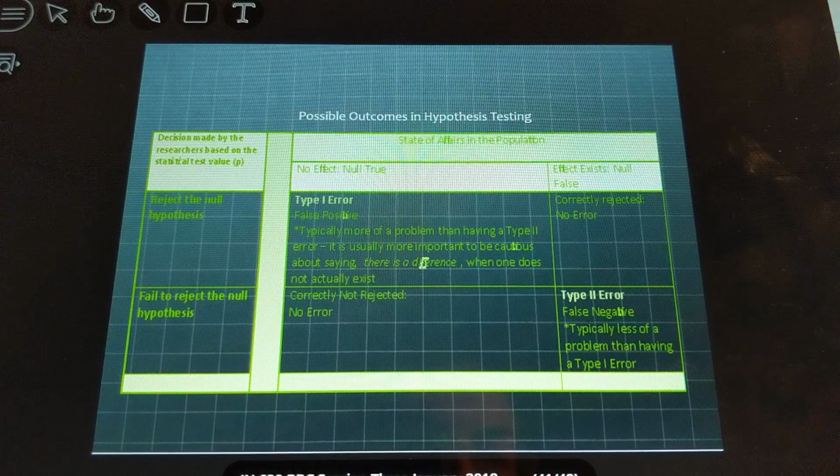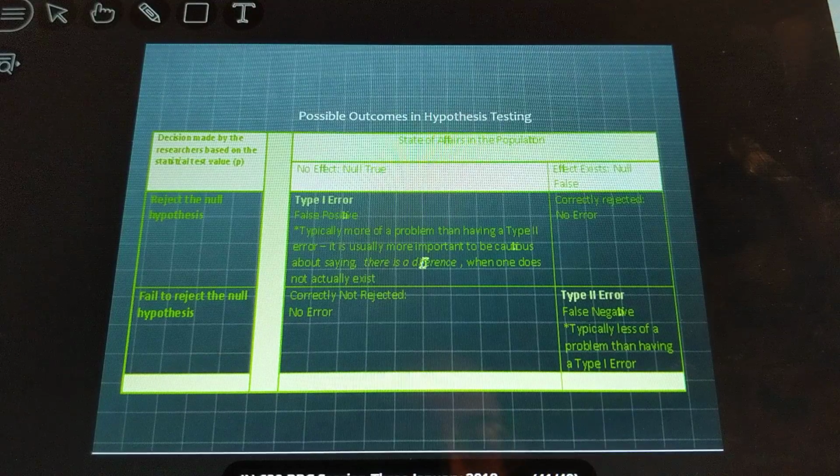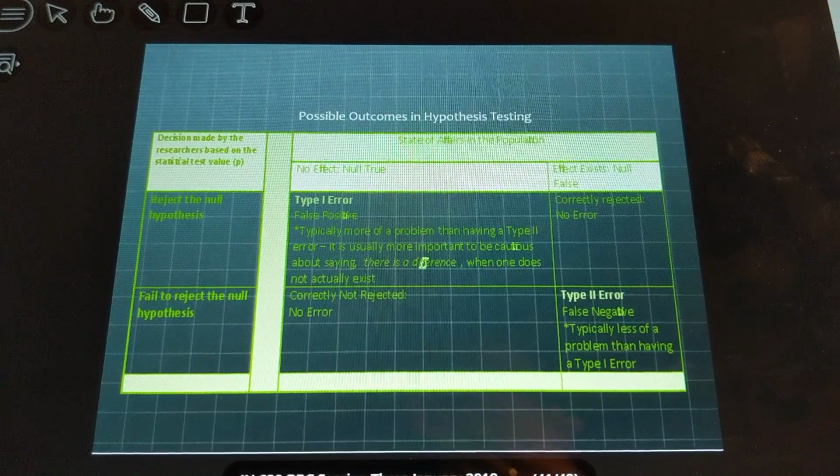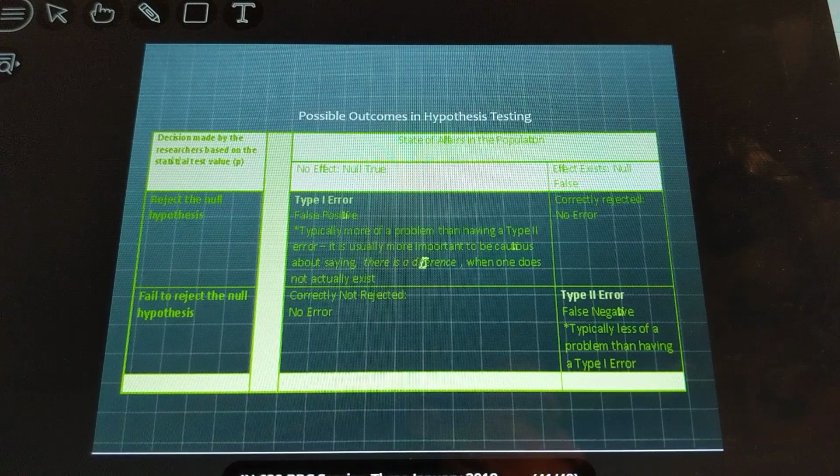there are decisions that are made by the researchers based on that p-value. Okay, so you can essentially do one of two things. You can reject the null hypothesis, or you can fail to reject the null hypothesis. So then if you move into this matrix, remember hypothesis testing, you're trying to take a sample and then project, if your sample's large enough, project it as the state of affairs in the population.